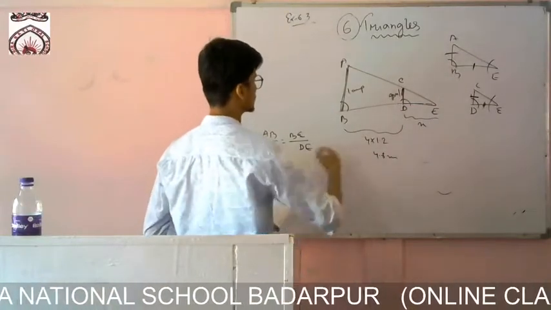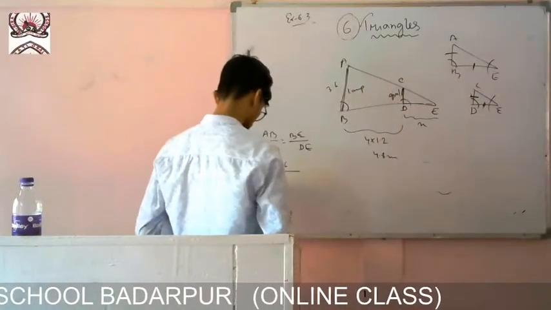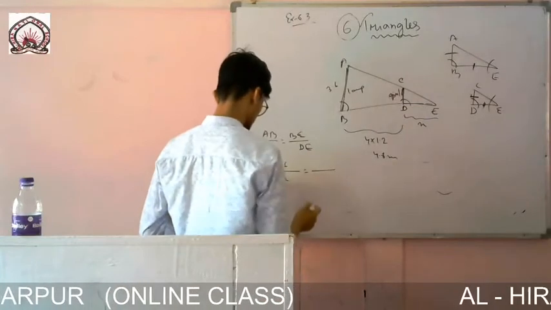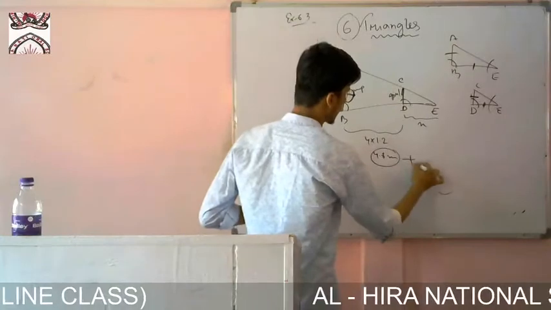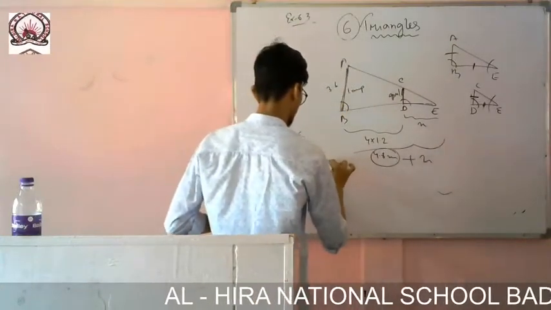Yes, the lamp is given as 3.6 meters, that means that is the height of the lamp AB. And DE we have taken as X. BE is given, what is BE? BE means 4.8 plus X, that will be the whole one. So it will be 4.8 plus X.